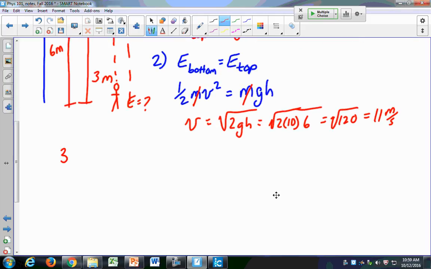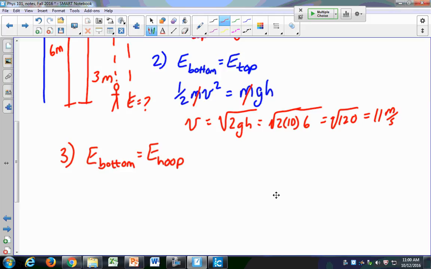Well, I can do it in a similar way like we did before. I can say the energy at the bottom, or you could say the energy at the top, either one, is equal to the energy at the hoop. And I know those are going to be constant. She'll always have the same amount of energy. She'll always have 3,000 joules of energy. It'll just be proportioned differently between kinetic and potential energy.